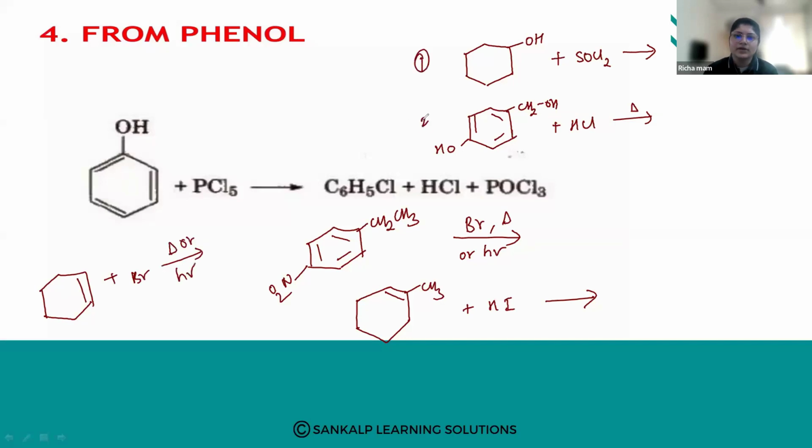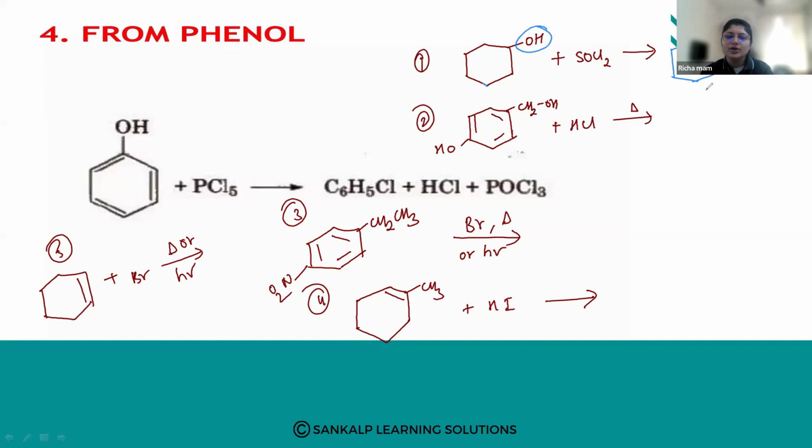So first one, second, fourth, and fifth. Okay. So let me start with the first one. Here, when you have an OH, so this is an alcohol, right? OH substituted, and you have a thionyl chloride. So what will it form? It will form a chloro substituted product.